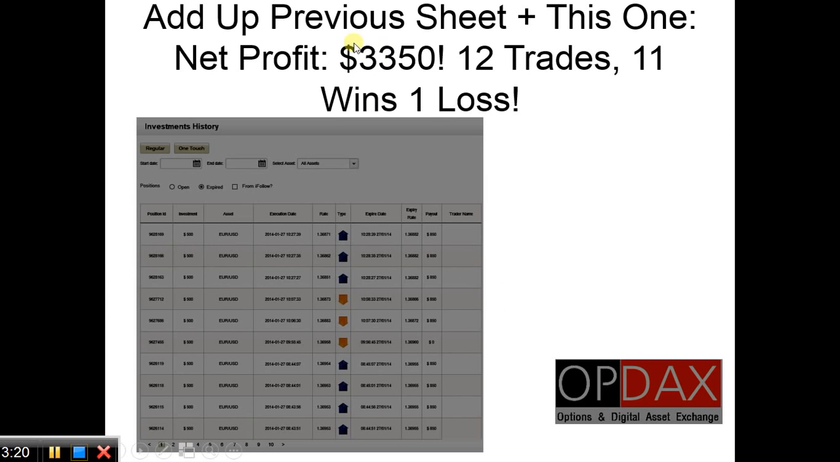So if we add up the previous sheet, in this one, we have a net profit of $3,350, 12 trades, 11 wins, 1 loss, awesome trading period.